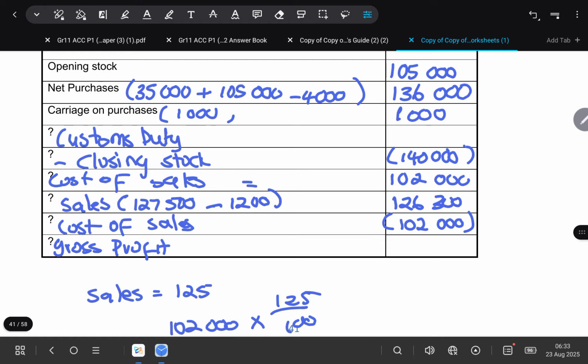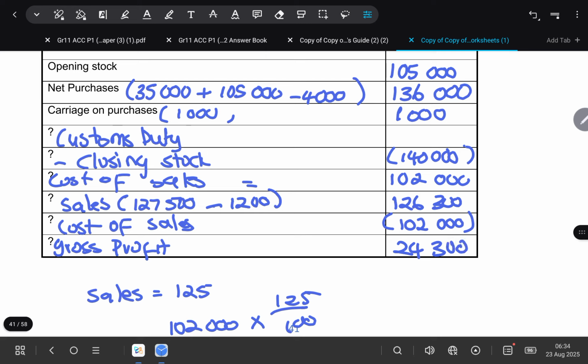So if we say 126,300, we take it and we subtract 102,000, sorry, not 1,200, 102,000. That's going to give us 24,300. So the gross profit that they want is 24,300.